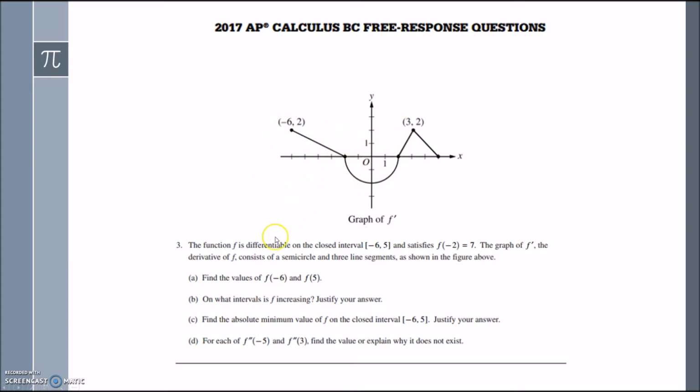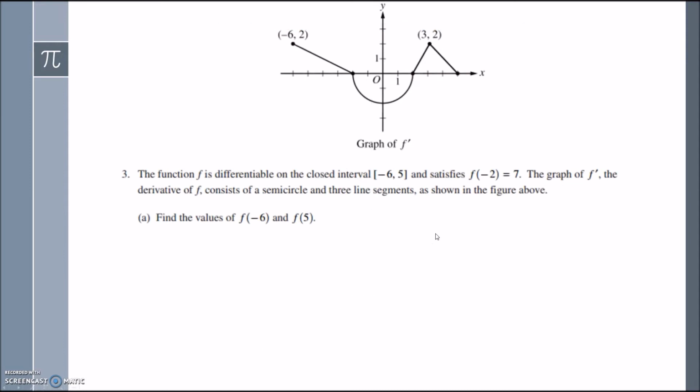Okay, so it says the function f is differentiable on the closed interval -6 to 5, which is pictured here, and satisfies an initial condition of f of -2 equals 7. The graph of f prime, the derivative of f, consists of a semicircle and 3 line segments, as shown in the figure above. So for part A, we want to find the values of f of -6 and f of 5. So if you remember, if we're given an initial condition, what we can do is use an accumulation function to find this value.